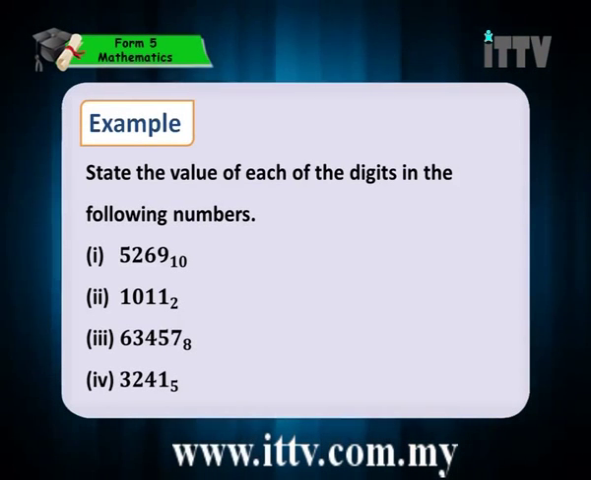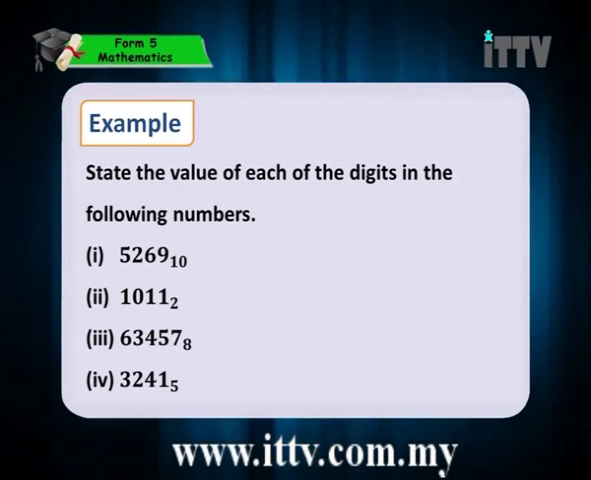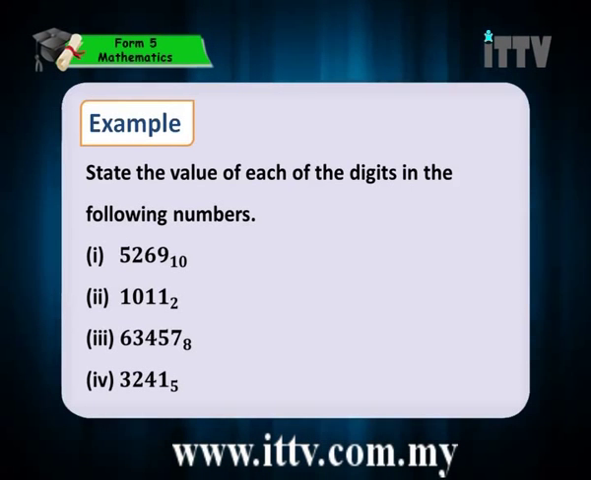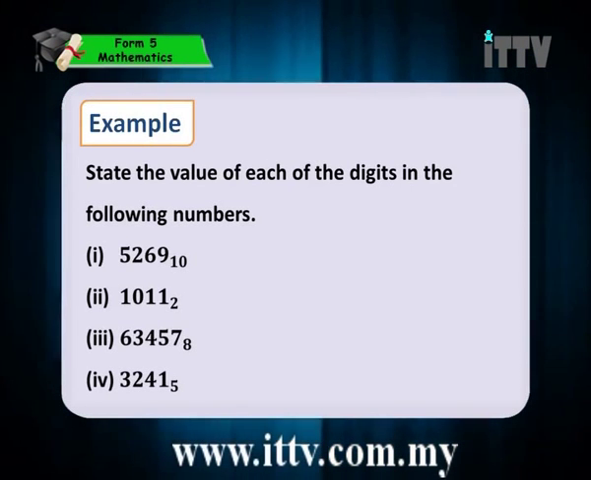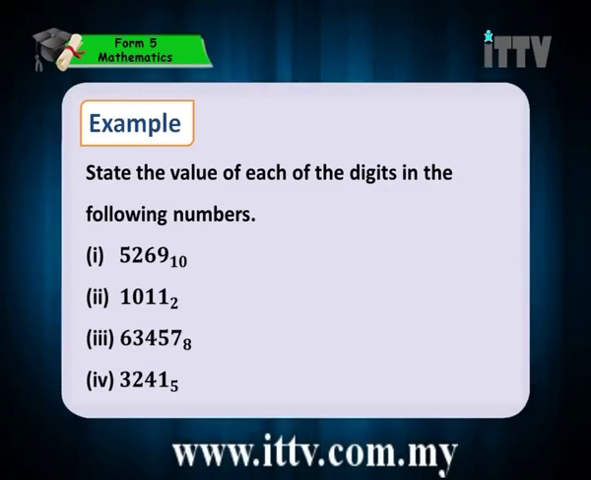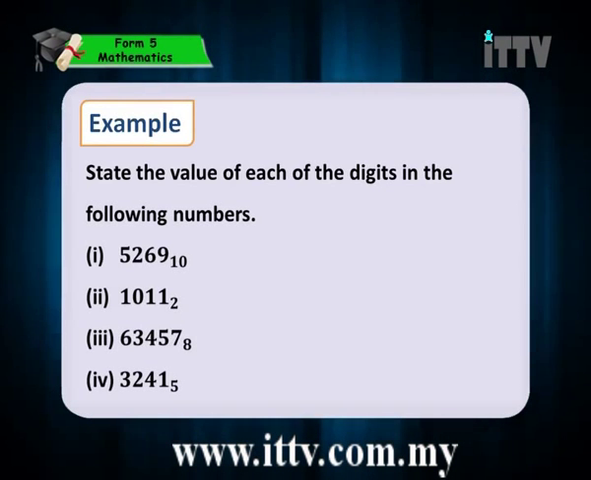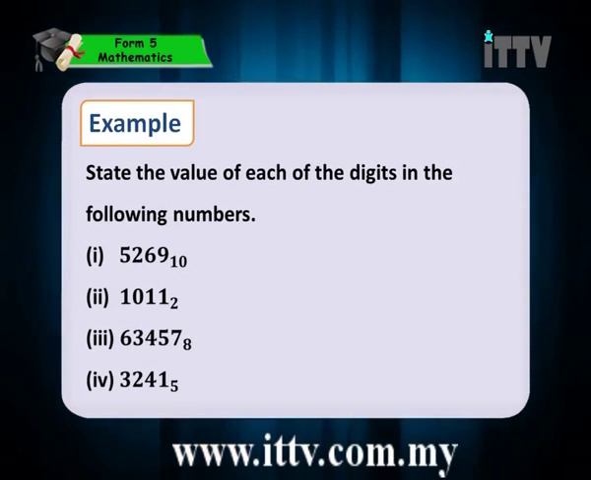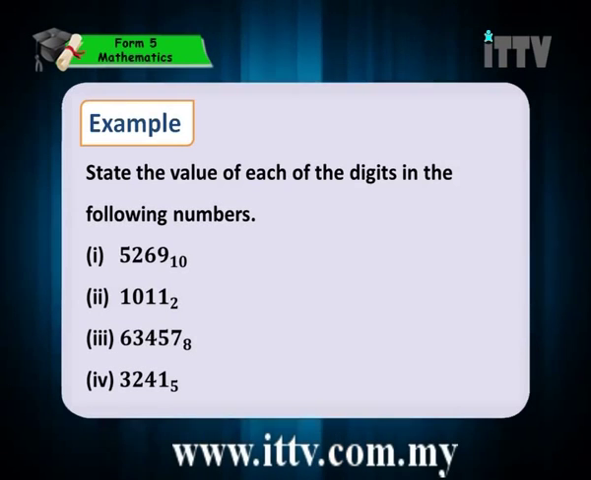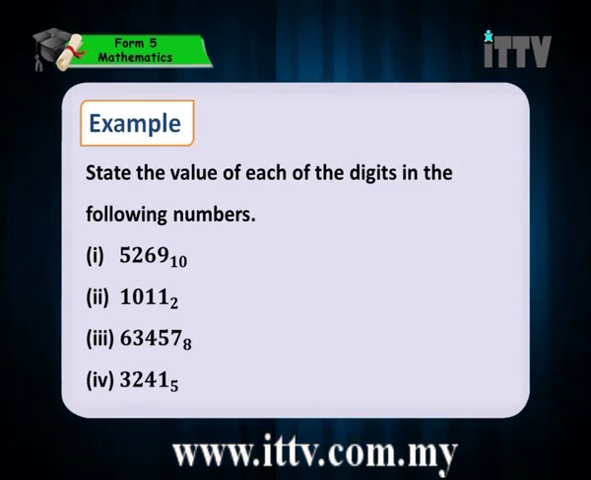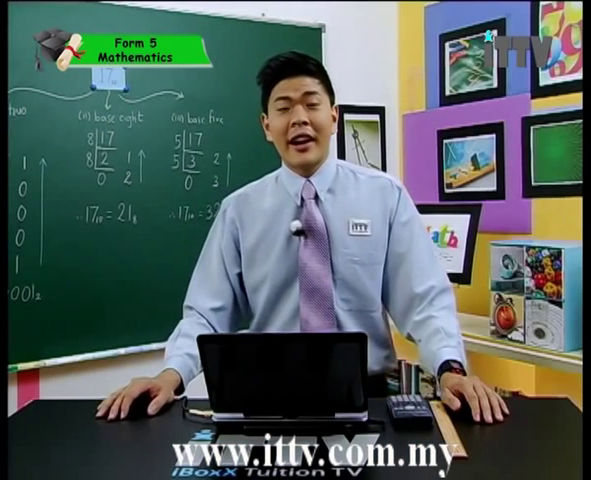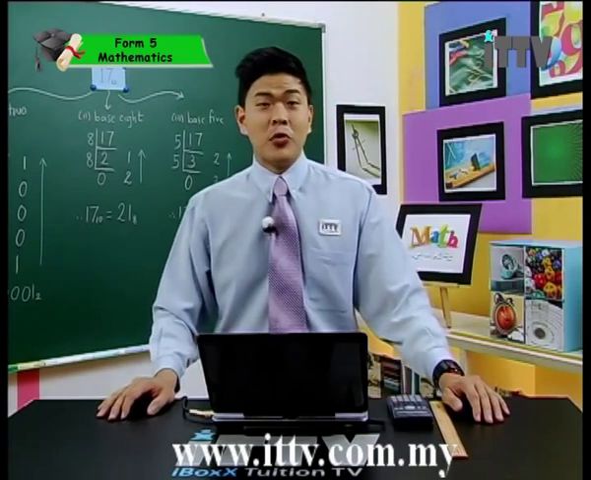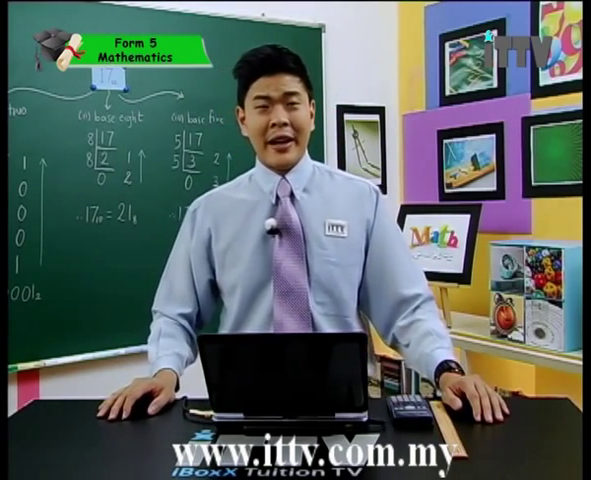So it's the value of each digit. 1, in 5269 in base 10; 2, in 1011 in base 2; 3, 63457 in base 8; and 4, 3241 in base 5. Now let's take a look at the first number, which is a common number in a common base.